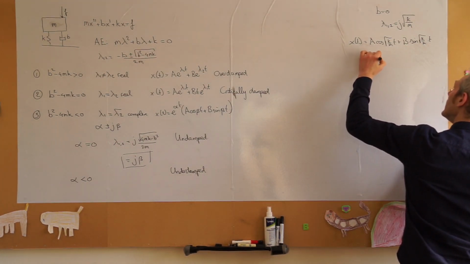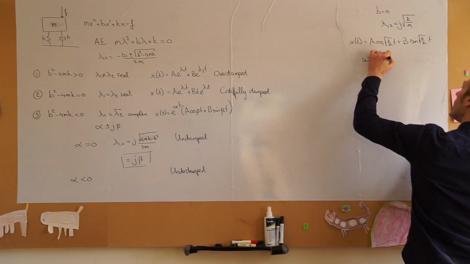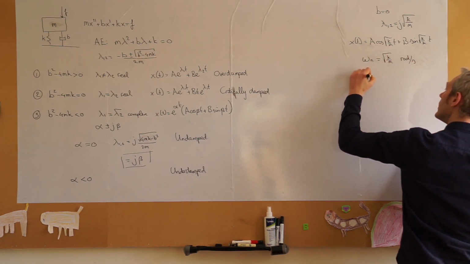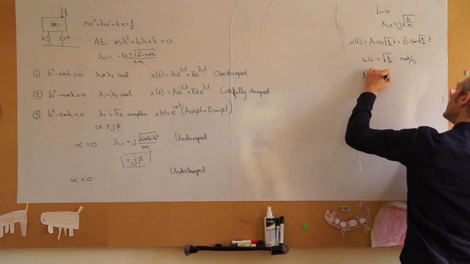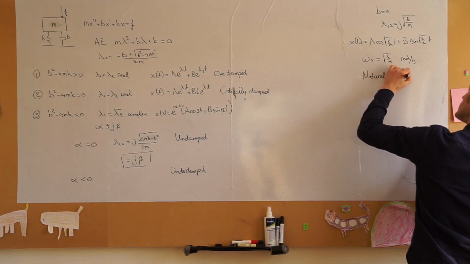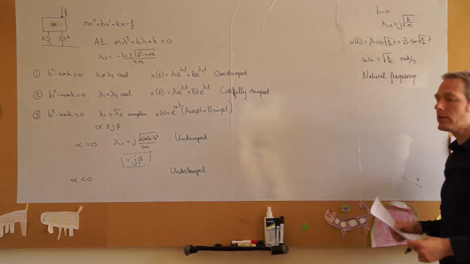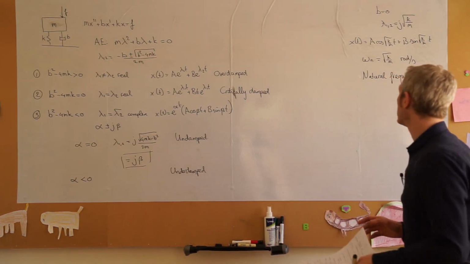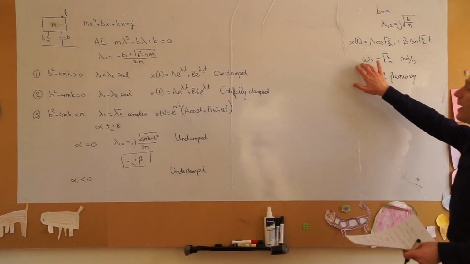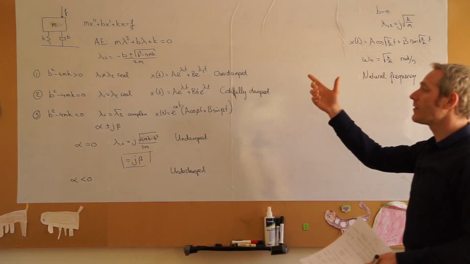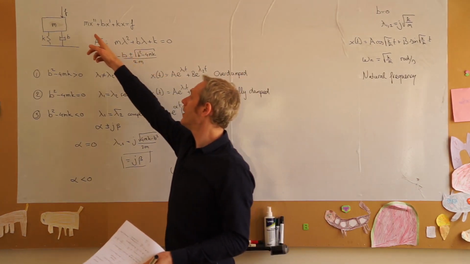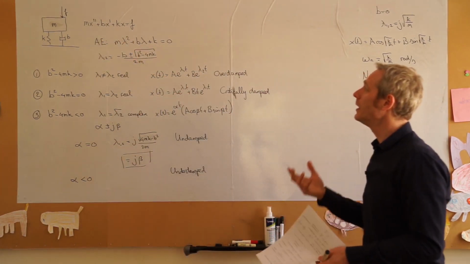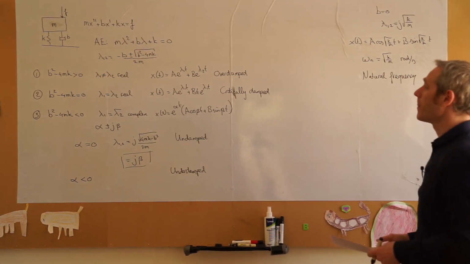Omega n is the square root of k over m in radians per second, and this is called the natural frequency. And it's the frequency of the system if there is no damping. So we have this omega n here. You see that the natural frequency only depends on the ratio between m and k, so it is a behavioral property, not specific for m and k.